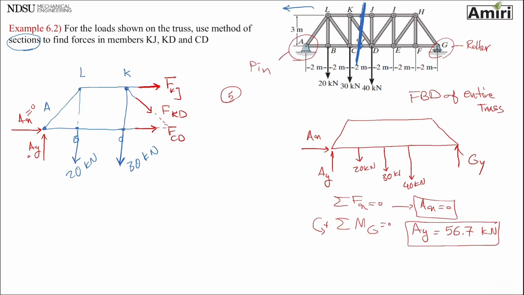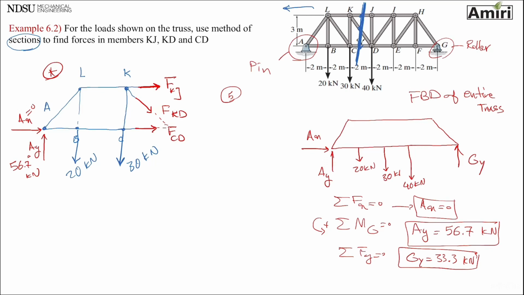So AY is 56.7. If you want, you can also use summation of forces in y equals 0 and get GY of 33.3, but we don't need it. We only needed AX and AY. All right, so now back to our free body diagram of the section.